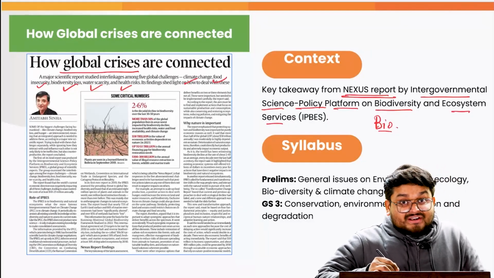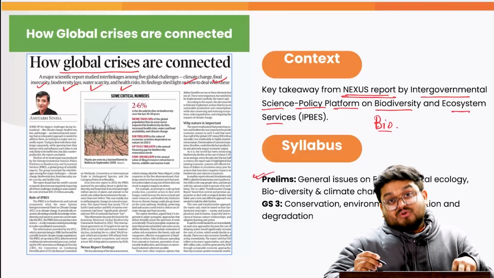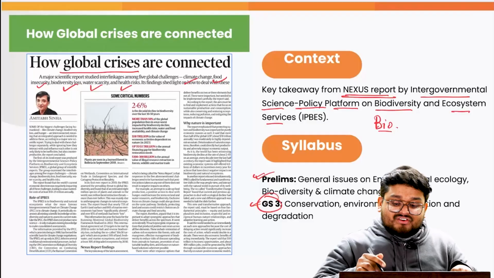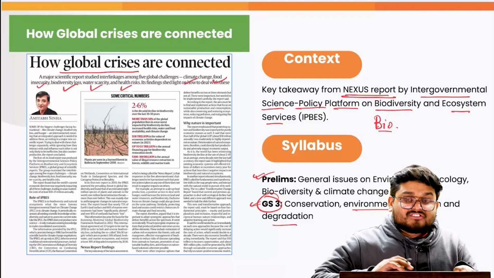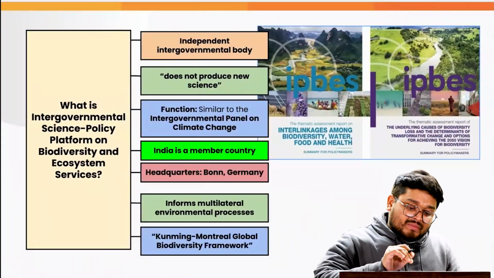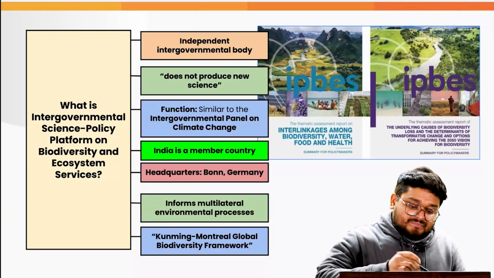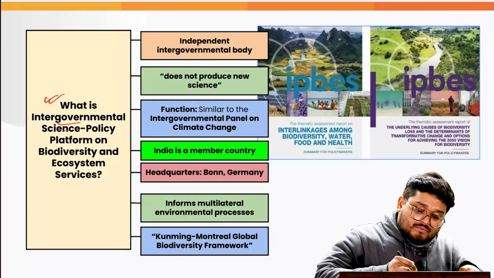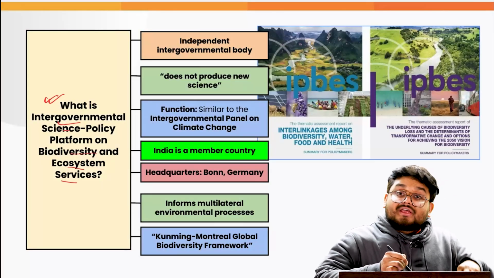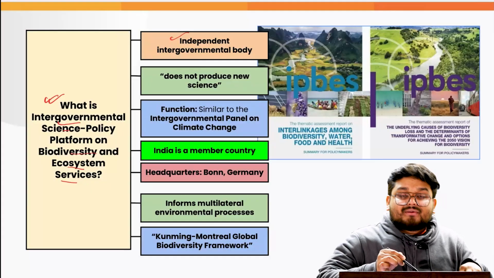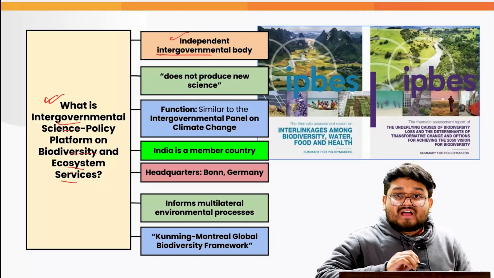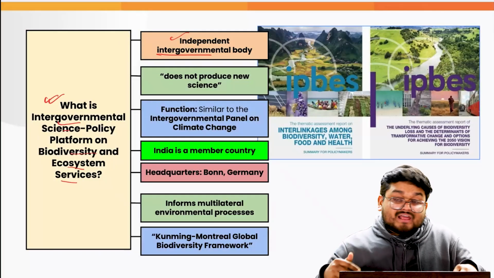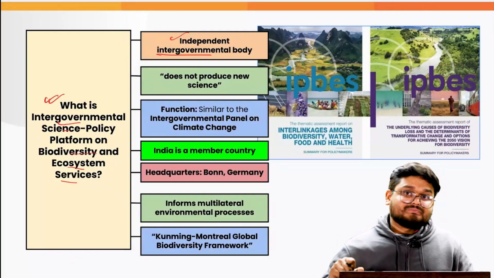Now, this is a very important aspect for prelims examination, where we have to look at various topics of environment and ecology, also with reference to GS3, conservation, environmental pollution, and degradation. This is a very interesting article. So firstly, we'll be trying to understand what you mean by this Intergovernmental Science Policy Platform on Biodiversity and Ecosystem Services. This is an independent intergovernmental body, as we can understand. So based on this, we have various research institutions, various countries, and various private institutions which are part of this body, right?